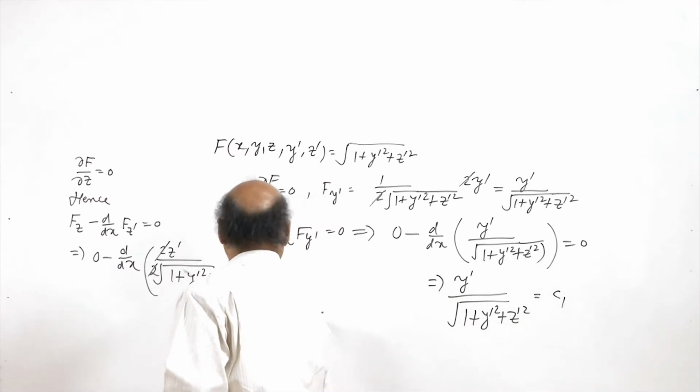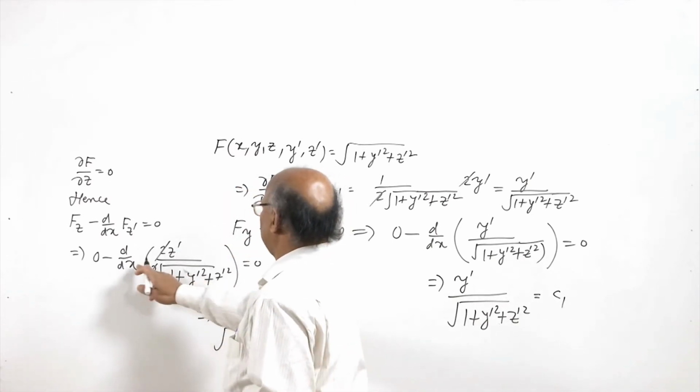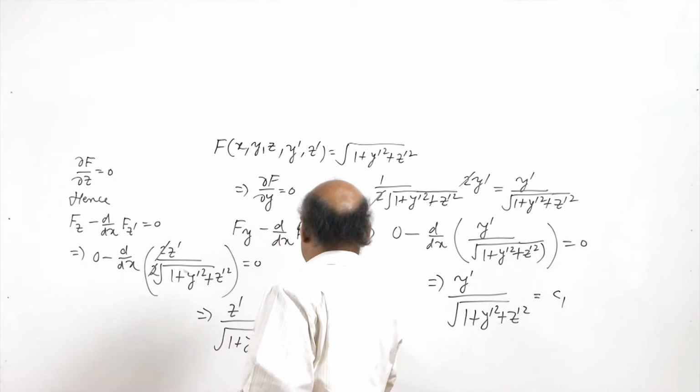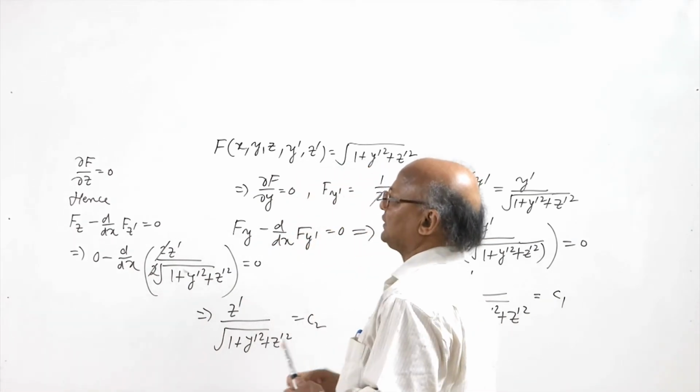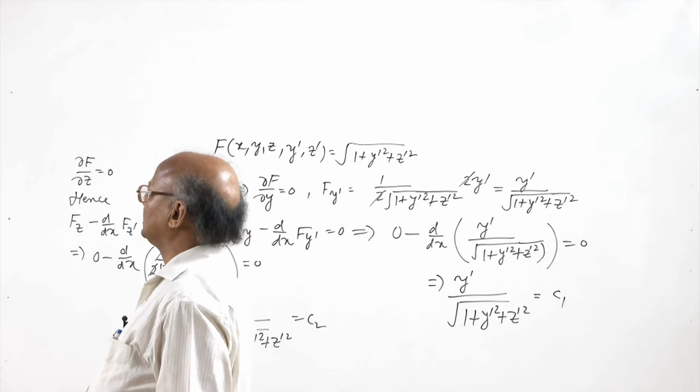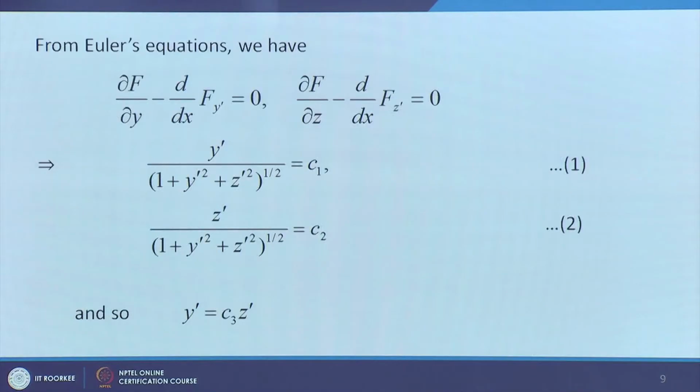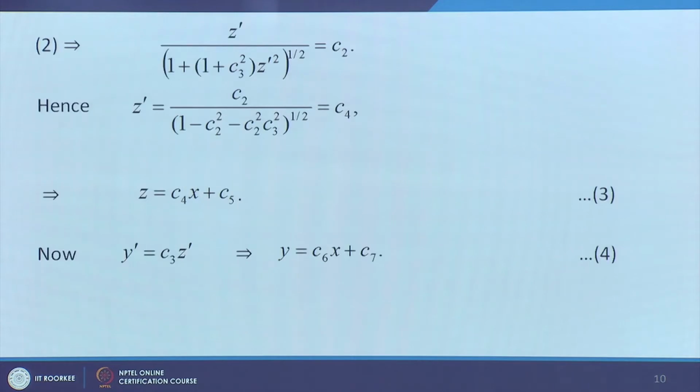d over dx of this is 0, so this is some constant, let us say C2. So we get these two equations: y dash over under root 1 plus y dash square plus z dash square is equal to C1, and z dash over under root 1 plus y dash square plus z dash square is equal to C2. Let us divide these two equations, then we get y dash over z dash equal to C1 over C2, and C1 over C2 is another arbitrary constant, we can write it as C3. So y dash is equal to C3 z dash.